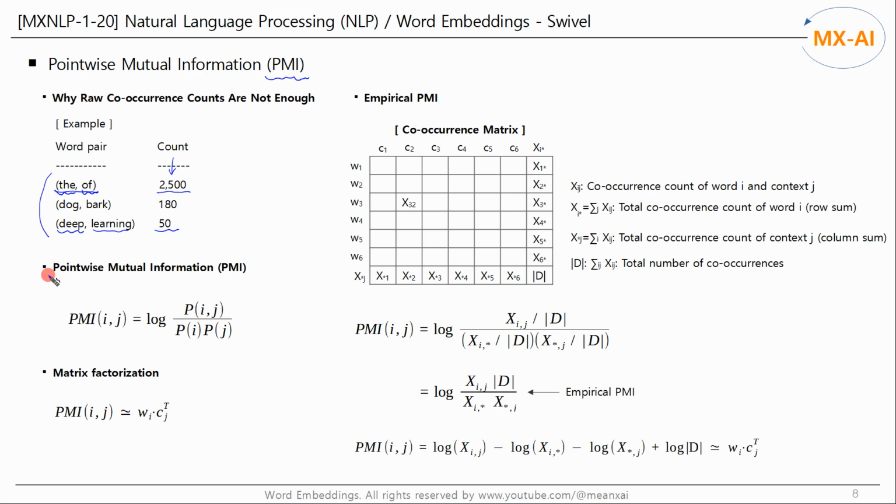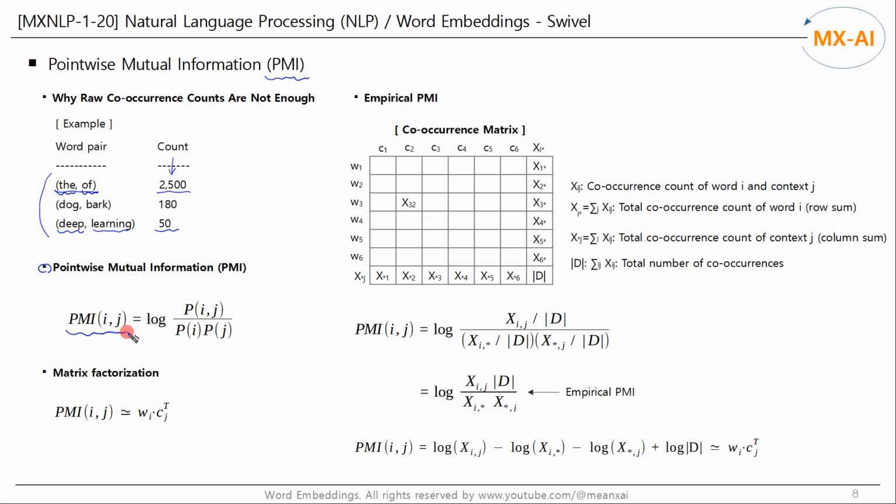This is exactly the problem that Pointwise Mutual Information, or PMI, was designed to solve. Unlike raw co-occurrence counts, PMI does not simply ask, how many times did these two words appear together? Instead, it asks a more meaningful question. Given how frequently each word appears individually, how much more often do they co-occur than we would expect by chance?